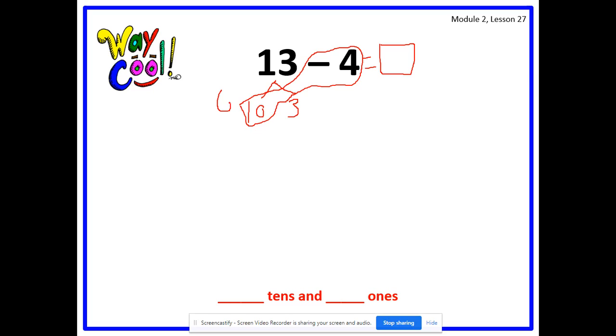Yes, 6. Now we just add a triangle on our leftover parts. So 6 and 3 are my leftover parts, and we add our triangles. So 6 plus 3 more is what? Get ready. Yes, 9.